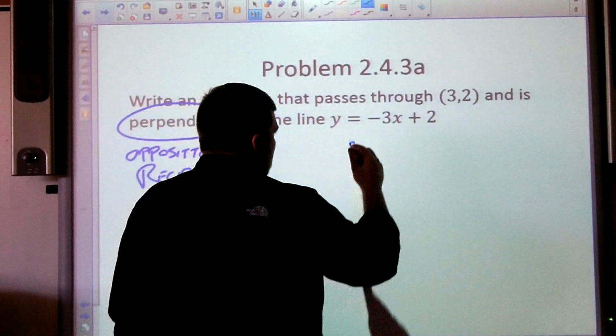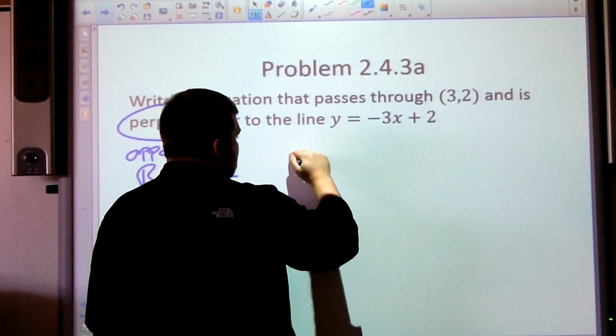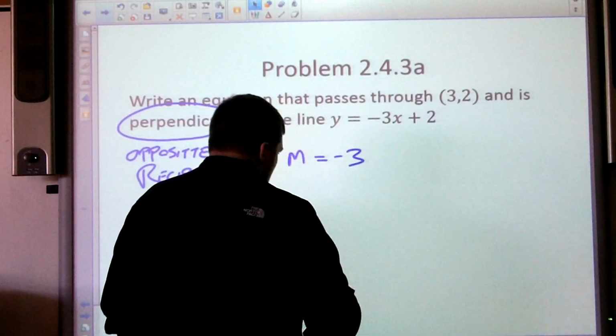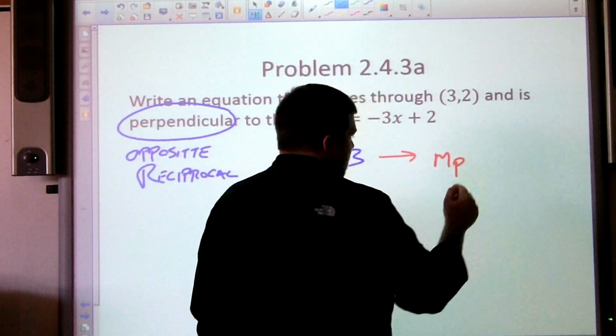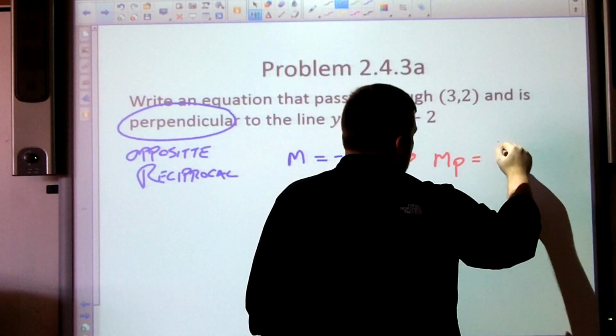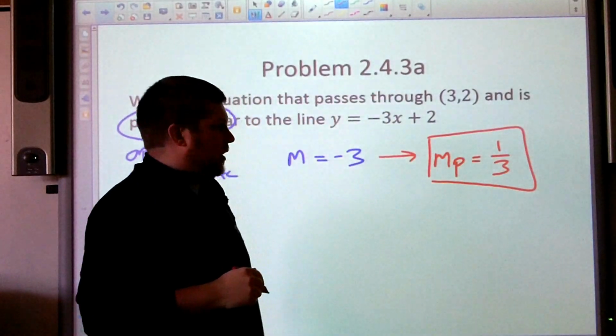So first I need to recognize what is my given slope. So my given slope is negative 3. Well, then that implies that my perpendicular slope, which I'm going to call MP, is equal to positive 1/3. So that's the slope I'm going to be using throughout the remainder of the problem.